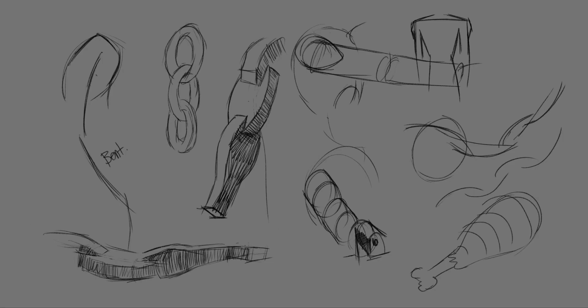So you can see the chicken leg, the squareness, the cap, the application of the chain link idea.